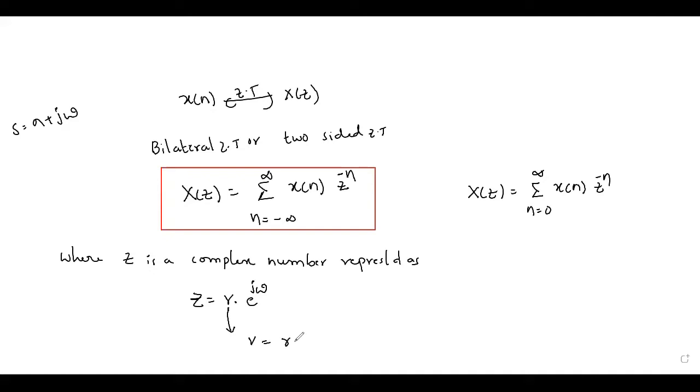R is nothing but small r, the radius of a circle in the Z plane. So here the region of convergence is represented using the radius of a circle. This is also going to be a complex number because e power j omega is there. e power j theta is cos theta plus j sin theta, so e power j omega means cos omega plus j sin omega.